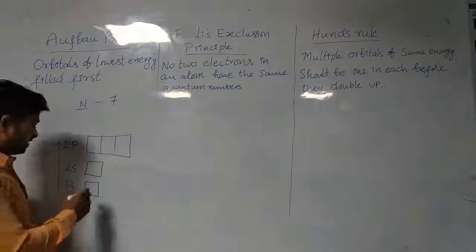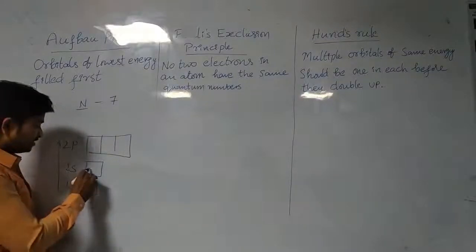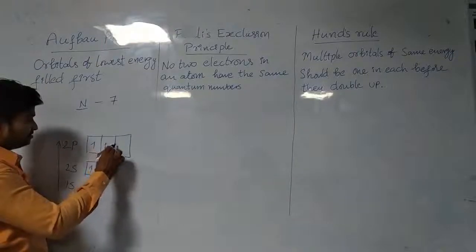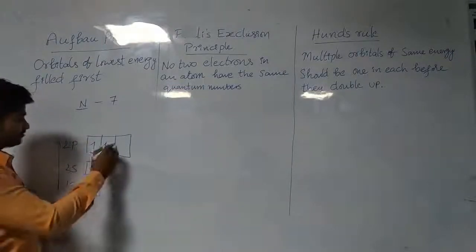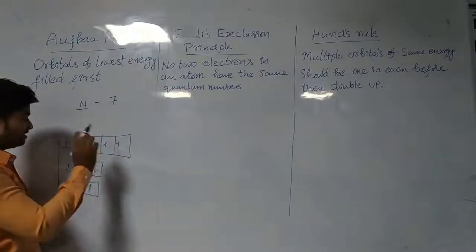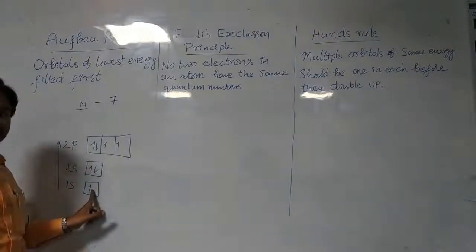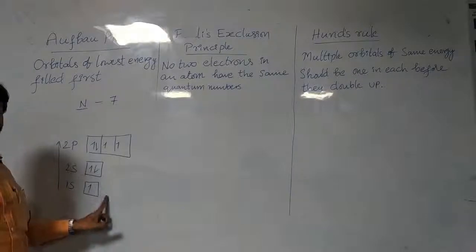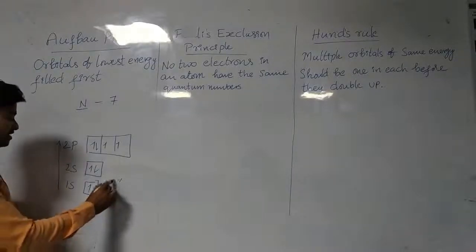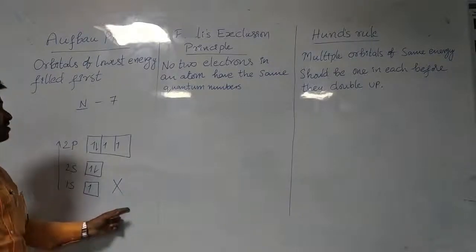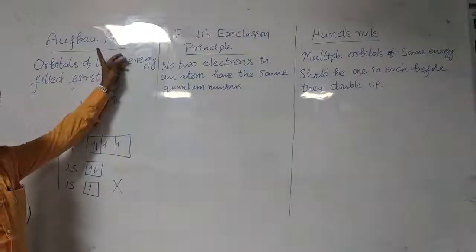For example, if I fill like this, one here, one here, one here, one here, like this, total 4, 5, 6, 7. Total 7 electrons if I fill this way. Is this correct? No, this is wrong. Why is it wrong? Because it never obeys the Aufbau principle.